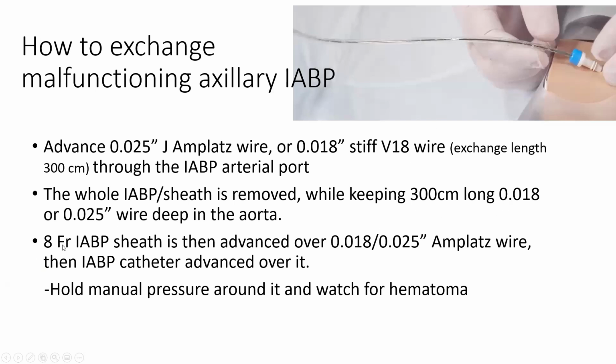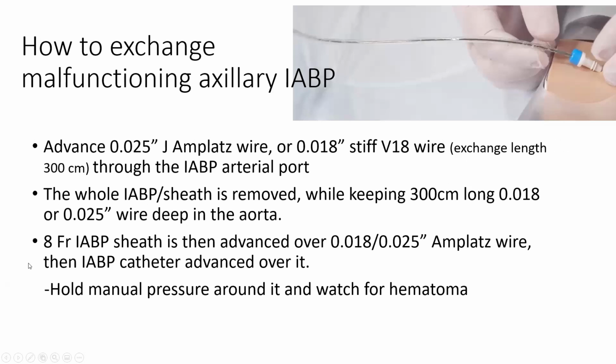Then over those, you advance the 8 French balloon pump sheath, then you advance the balloon pump catheter over it. You may need to hold manual pressure around that new 8 French sheath, because when you take the whole system out, your hole may be a little bigger than 8 French. So you may need to hold good manual pressure for a few minutes around it and watch for hematoma.